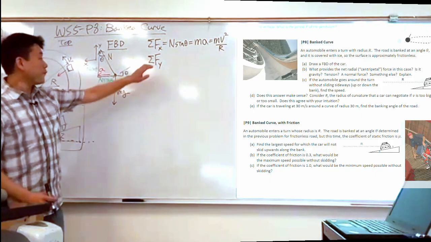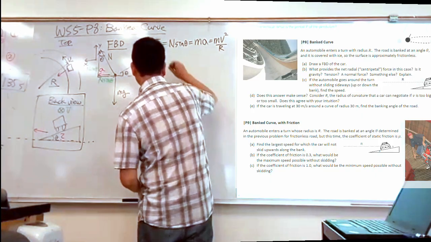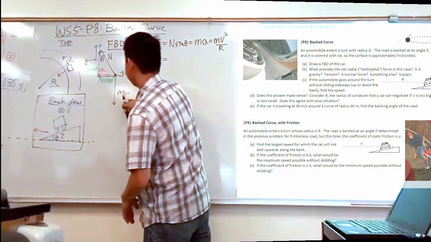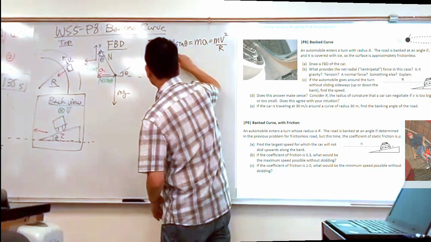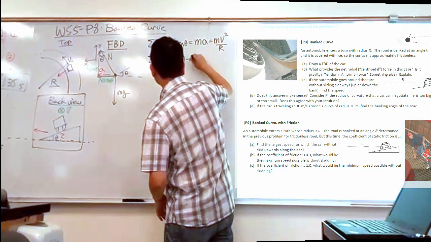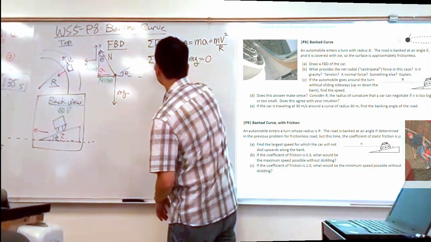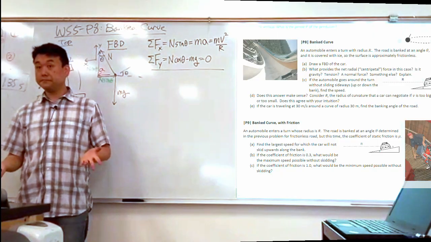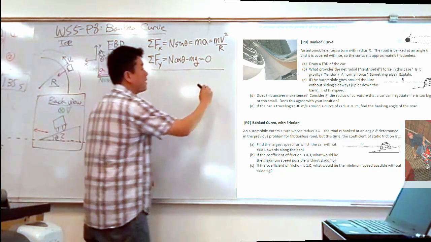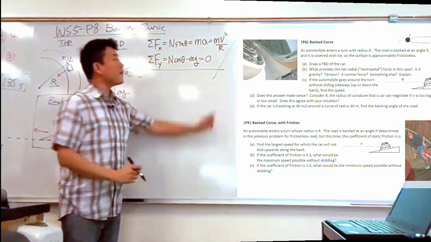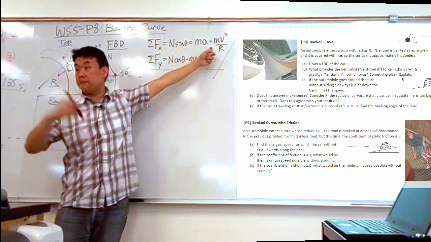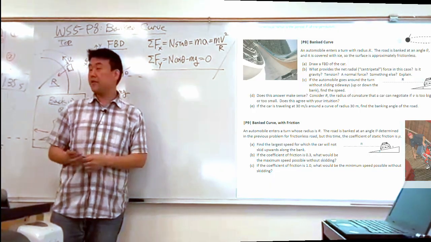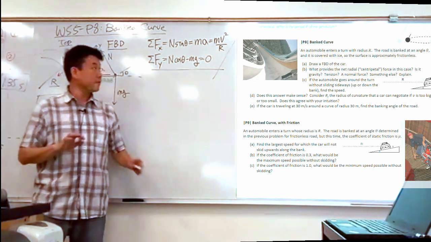Net force in the y direction is normal force and the gravity. So n cosine theta minus mg is equal to 0. So this is our standard strategy, plus a little bit of information that I'm plugging in from my other knowledge of other formulas and situations.